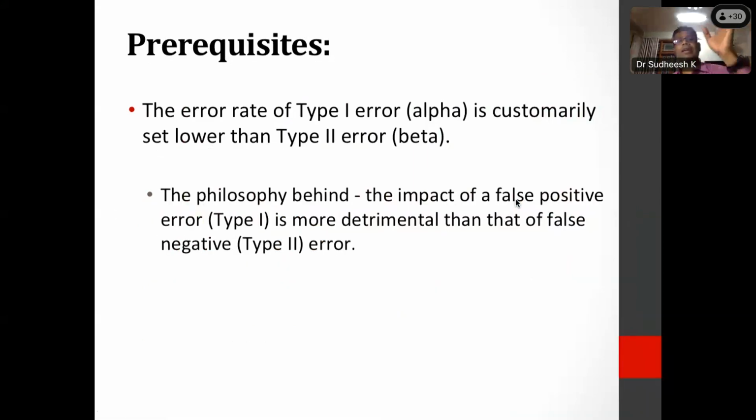For all practical purposes, we assume the alpha error rate to be lower than the beta error rate. Generally we keep alpha error at 0.05 or 5%, whereas beta error you keep at 0.2 or 20%. This is because the impact of false positive error, that is type 1, is more detrimental than that of type 2 error, as I explained in the previous slides.